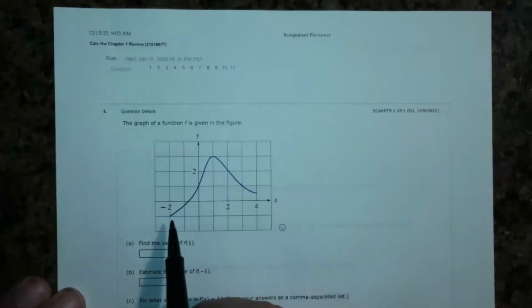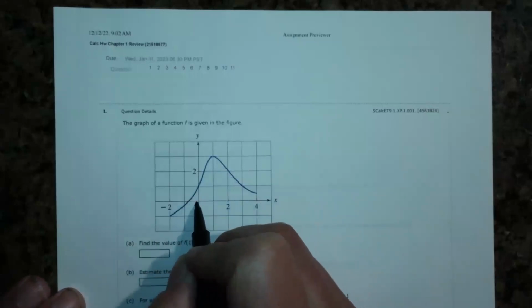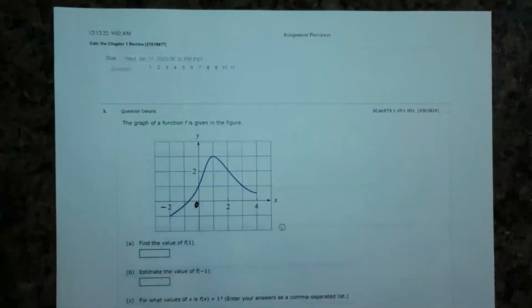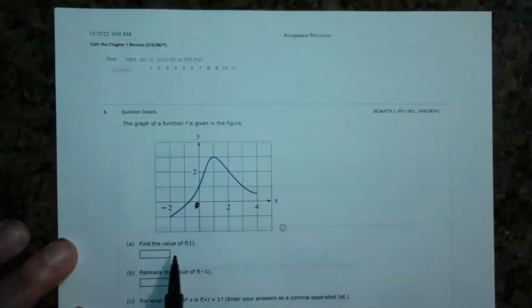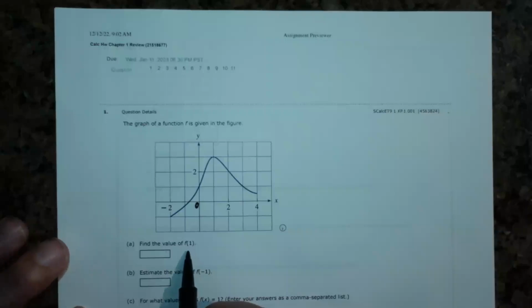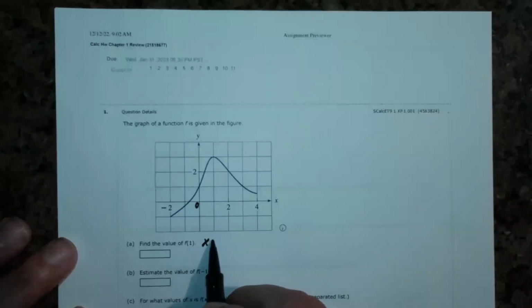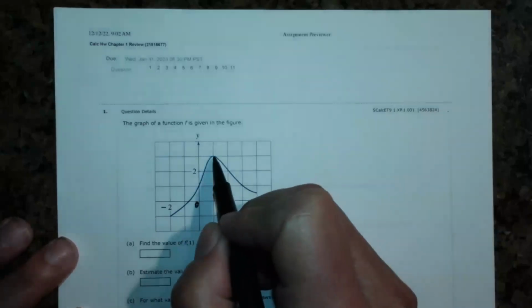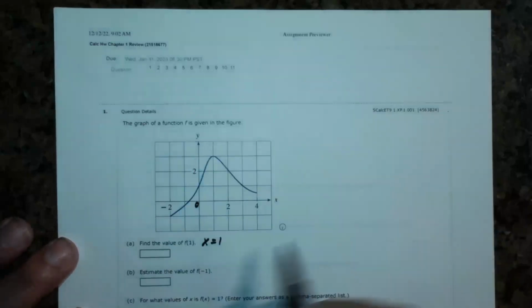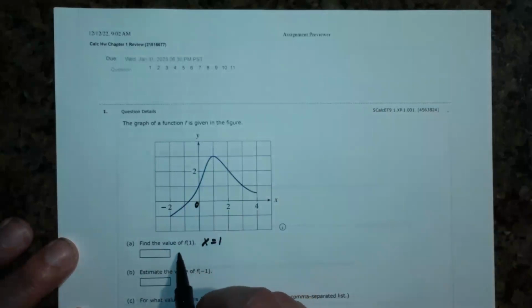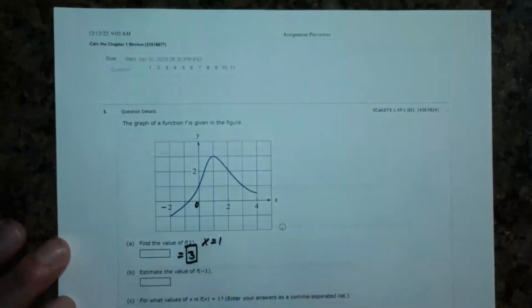So we're starting out with this graph. We have a curve here. Our origin is right here. And we're going to just go through some basic questions. First off, part A, it says find the value of f of 1. Now, what that means is that x equals 1, what is y going to equal? Well, let's go to x equals 1. Y is way up here at 3. So the answer is 3. This is f of 1.